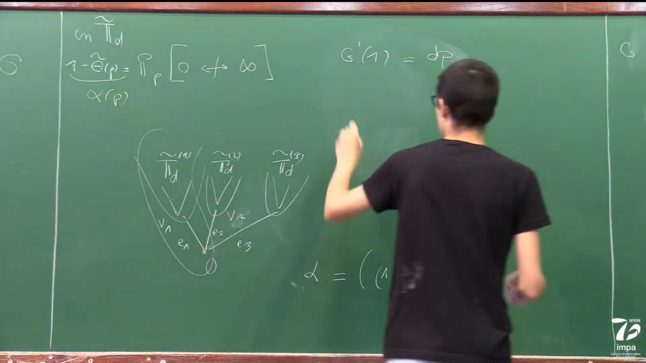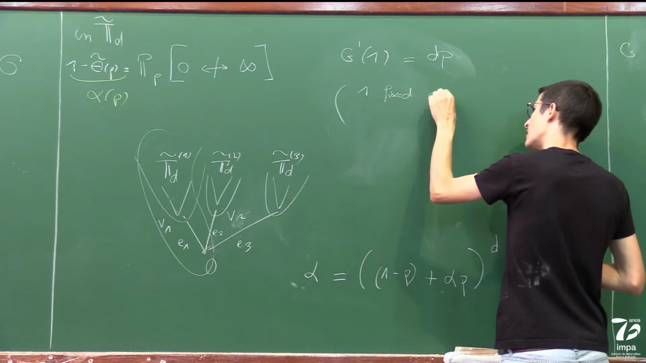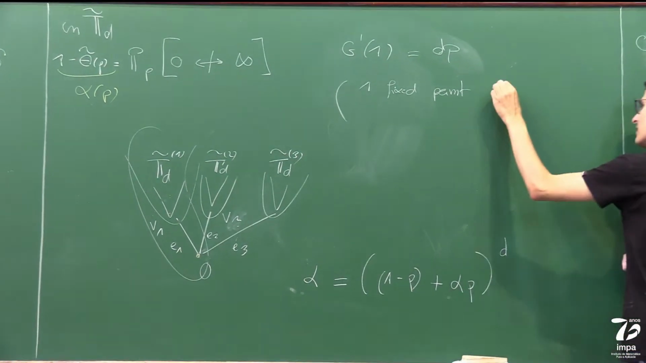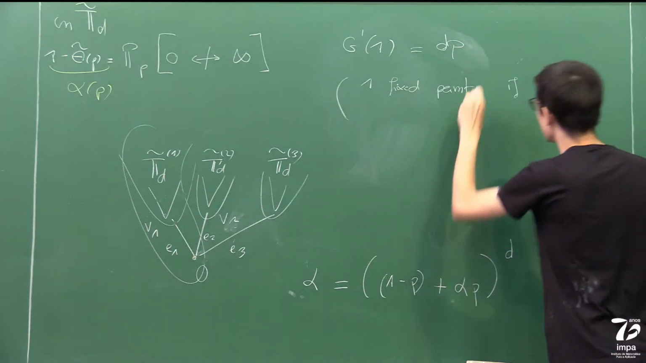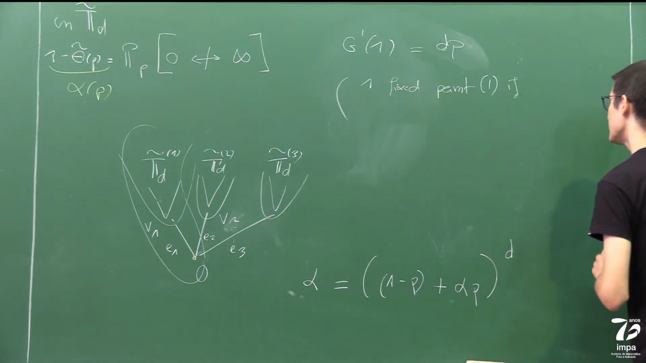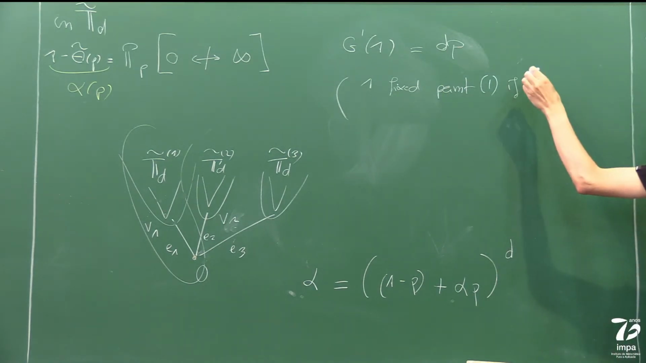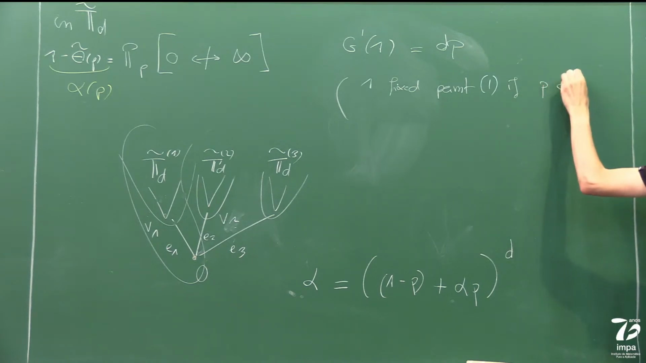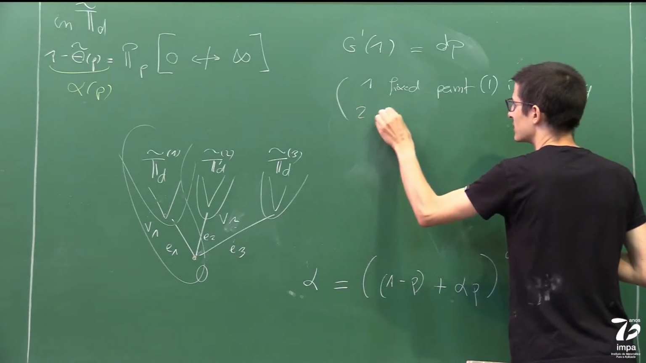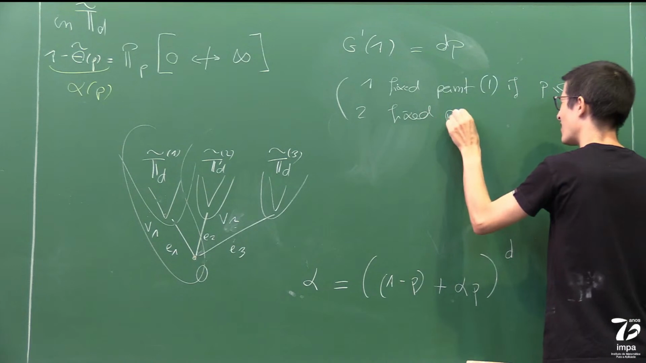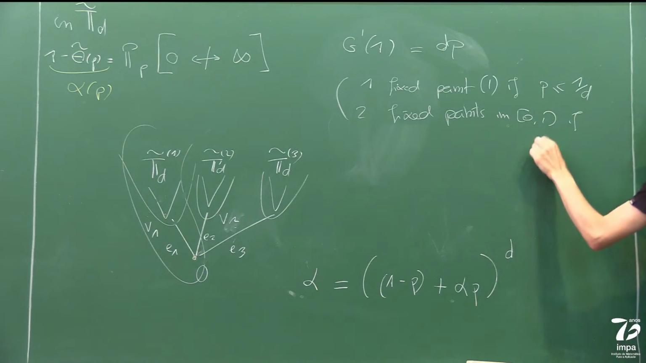So this tells me that I have one fixed point, which is 1, if P is smaller or equal to 1 over D, and two fixed points, 0 and 1, if P is larger.